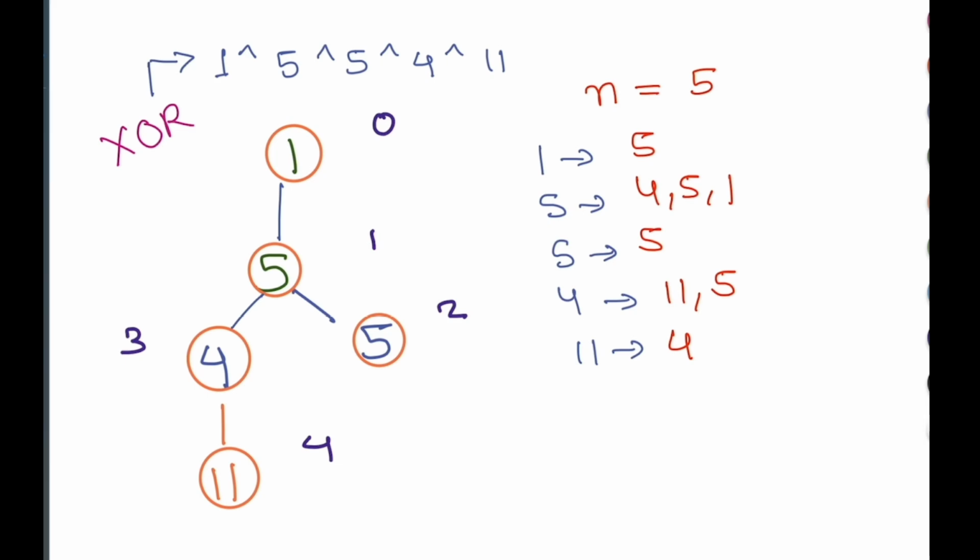That is, the XOR value at 1 will be XOR of 1, 5, 4, 11, 5. XOR value of 5 will be the XOR of 5, 4, 5, 11. XOR of this 5 will be 5. XOR of the 4 will be 4 XOR 11. And XOR of 11 will be 11 itself.